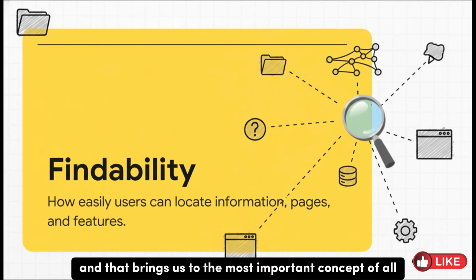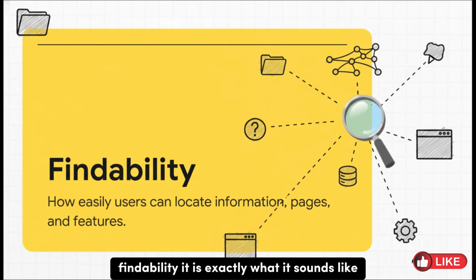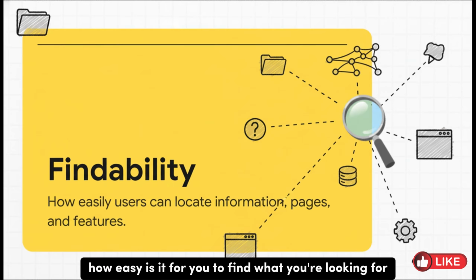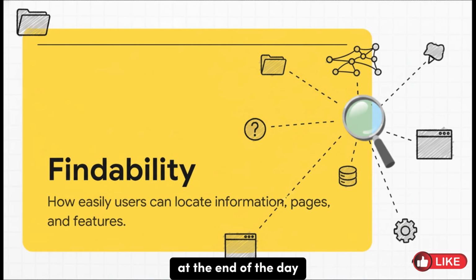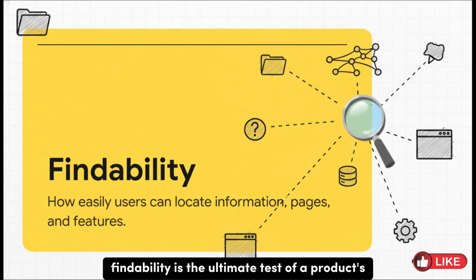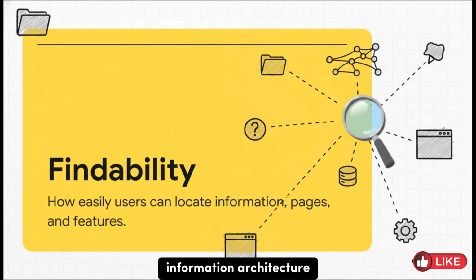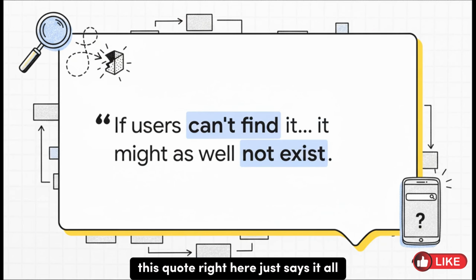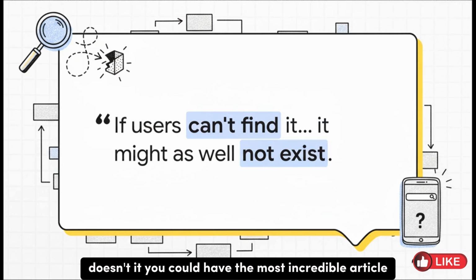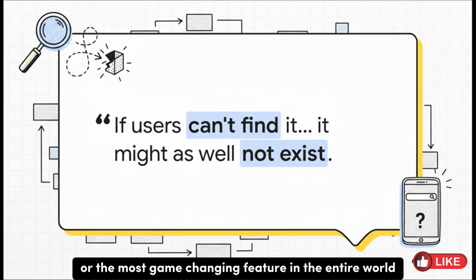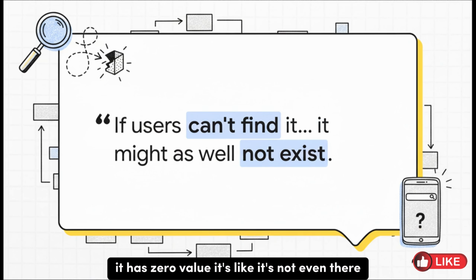And that brings us to the most important concept of all: findability. It is exactly what it sounds like. How easy is it for you to find what you're looking for? At the end of the day, findability is the ultimate test of a product's information architecture. This quote right here just says it all, doesn't it? You could have the most incredible article or the most game-changing feature in the entire world, but if nobody can find it, it has zero value. It's like it's not even there.